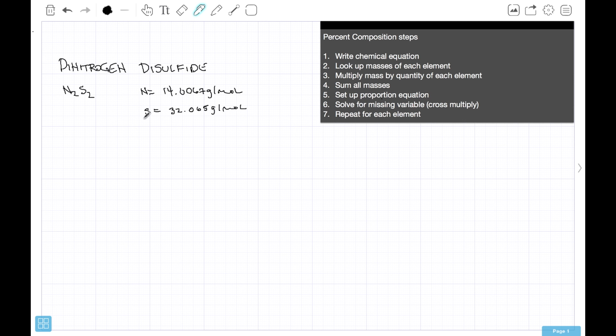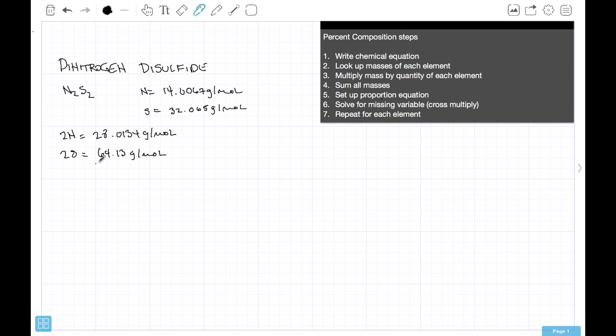And then it says multiply masses by quantity of each element. And in this step, you always want to reference your chemical equation. And that shows us that there's 2 nitrogens and 2 sulfurs. So now we have to reassess the mass. So you're going to have 2 multiplying by the mass of nitrogen, and that is going to give you 28.0134 grams per mole. And for sulfur, that's going to give you 64.13 grams per mole.